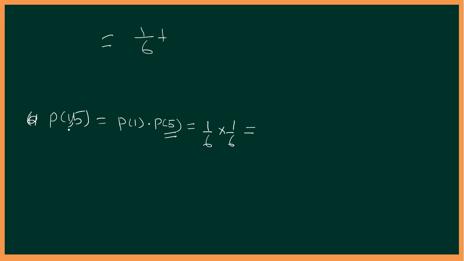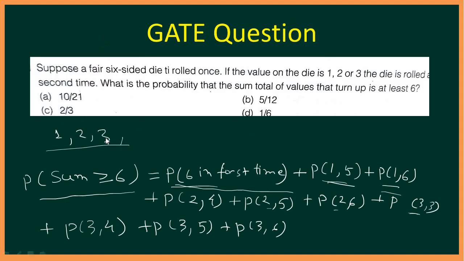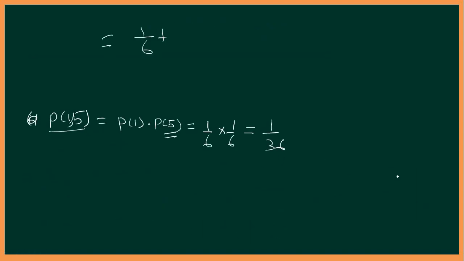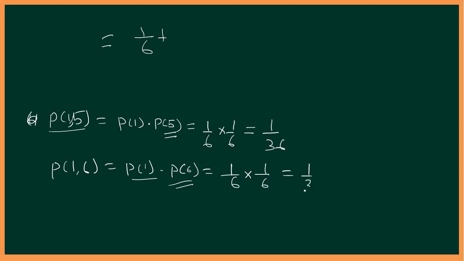So the probability of getting 1 in the first time and 5 in the second time will be 1 upon 36. Similarly, the probability of getting 1, 6 will be the probability of getting 1 in the first time and the probability of getting 6 in the second time. So the probability of getting 1 in the first time will be 1 by 6, and the probability of getting 6 in the second time will be 1 by 6. So we will get 1 by 36.